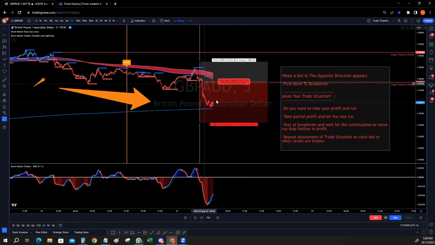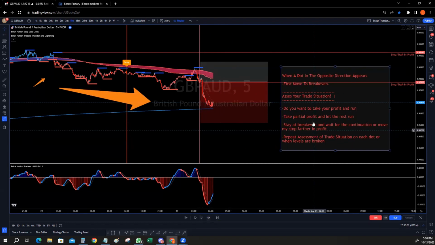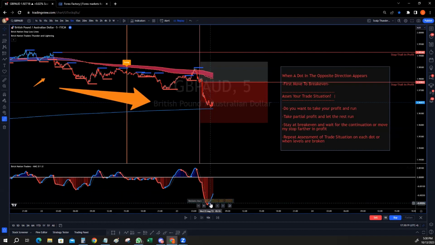All right. So in this scenario, move to break even. Because we have, do you want to take your trade and run? Do you want to take partials and let the rest run? Do you want to stay at break even and wait for continuation or the move to go farther in profit? And then all we're going to do is keep doing the same thing over and over. Every time we get a blue dot in the opposite direction, right? So the blue dot, since we're in the sell, we're going to reassess the trade.